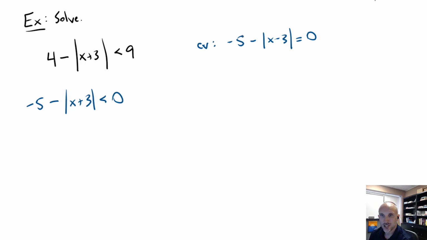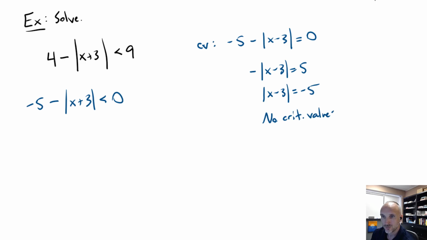So to get the absolute value by itself, I'll add 5 over first. And then I'll divide by negative 1. And what can you take the absolute value of to get negative 5? Nothing. So there are no critical values in this problem. That's why I want to do this one last example to show you what happens. That doesn't mean you can't try to solve the problem. It just means that you can't cut the number line anywhere.